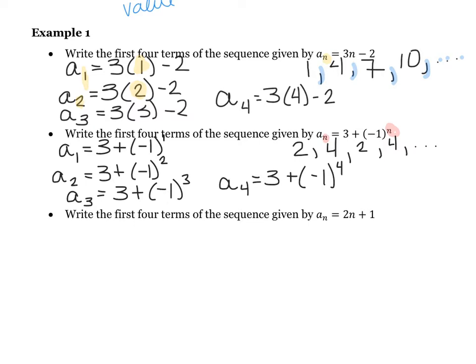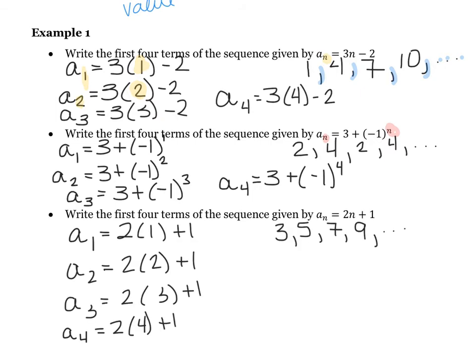Why does this happen? Well, we're raising a negative 1 to a power. Negative 1 to odd powers is negative, and negative 1 to even powers is positive. So at this point, all we're doing is either adding or subtracting 1 from 3. So this, again, is a sequence, and it can continue infinitely. So now I'm going to have you pause the video and do the next example.